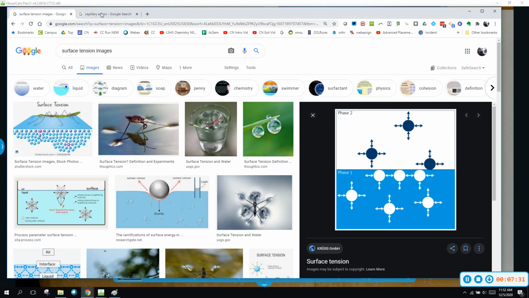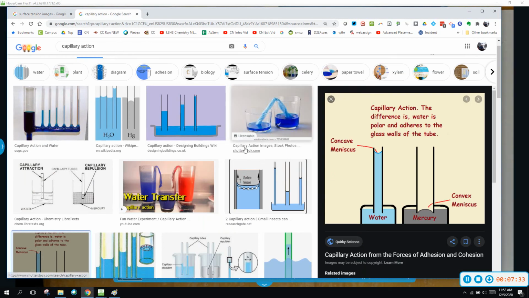So here's a couple of pictures of capillary action. Let's focus first on this one. Capillary action is the difference that water is polar and it adheres to the glass walls of the tube. So you can see this surface right here. Whereas mercury, on the other hand, has this convex surface right here because mercury only attracts to itself and inside.